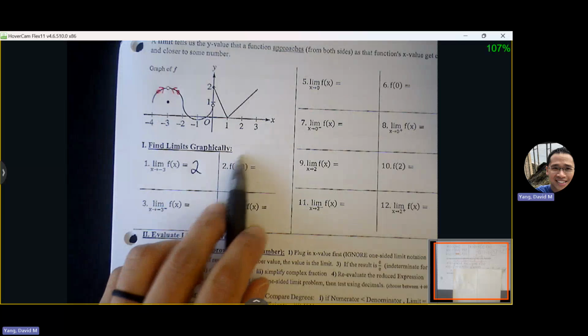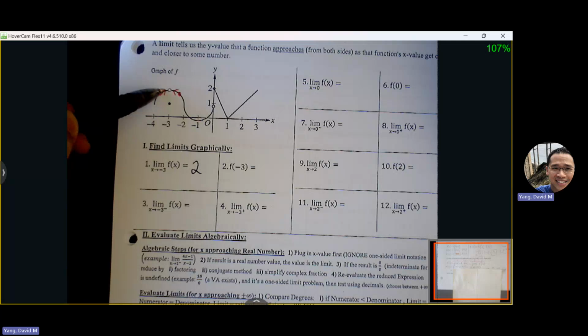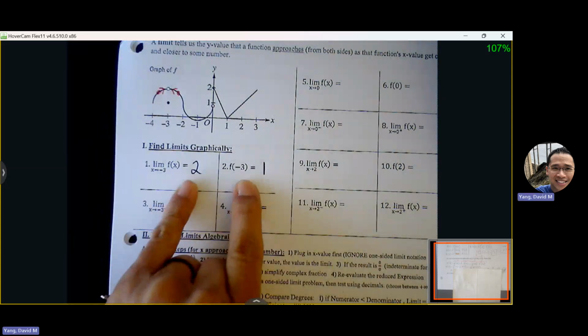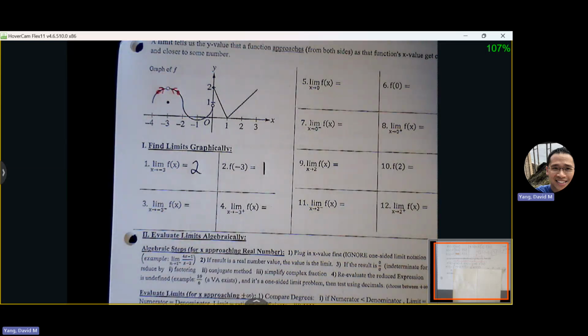For number 2, now this is shifting over to just asking for the point. f of -3 is asking, where does a point exist? The point doesn't exist at the hole. The point exists at this dot here. So that y value is 1. So there's a big distinction between limits and ordered pair if the graph is disconnected. If the graph is connected, then you're not going to tell the difference. Your limit and your ordered pair will be one and the same. But as soon as there's a break in the graph, whether it's a hole or an asymptote, then we're going to see some distinction between limits and ordered pair.